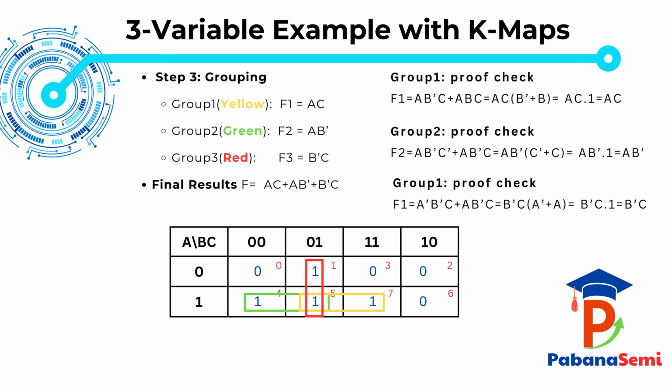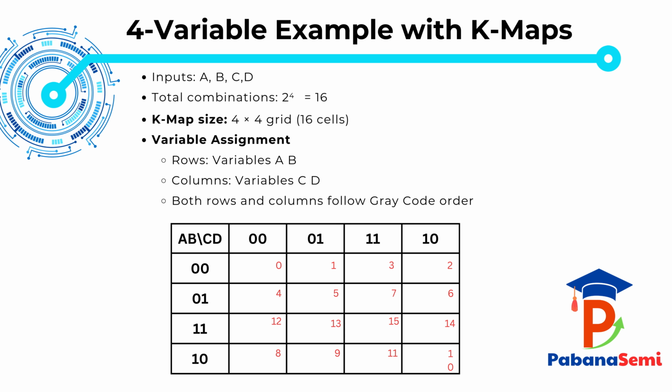Final result. Now, we combine the results from all 3 groups. Group 1 equals AC, Group 2 equals AB prime, Group 3 equals B prime C. So the final simplified Boolean expression is F equals AC plus AB prime plus B prime C. Now, let us move on to 4-variable Karnaugh maps, which are quite commonly utilized in real digital design problems.